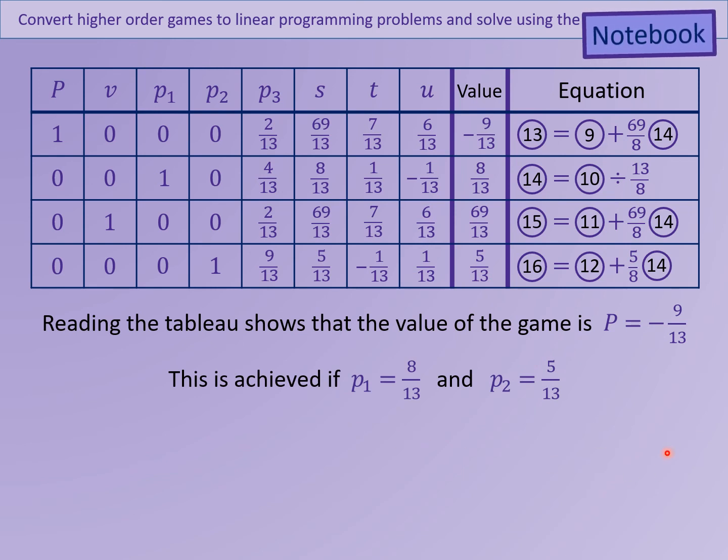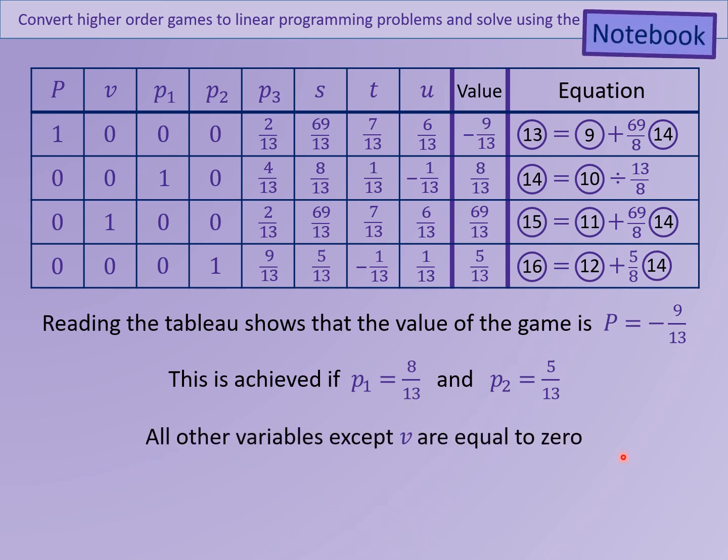So I've got these two probabilities. Now we know they're correct because we've seen them in the previous graphical method. But that graphical method wouldn't have worked if we had a 3 by 3 grid. This one would have done. Okay. All the other variables are equal to 0, all right, except the v value, because that is linked to the p value by adding 6 to it.